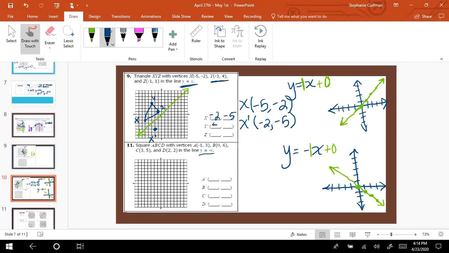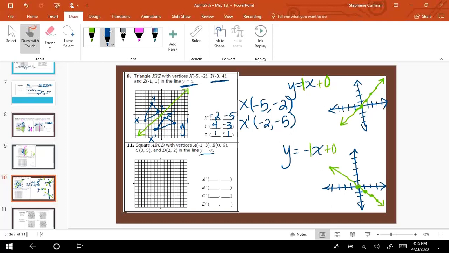Y prime will be 4, -3. So I go to 4, and then I go down to -3, and that will be Y prime. Then Z prime is going to be 1, -1. And you can see that you have the reflected image across that line.